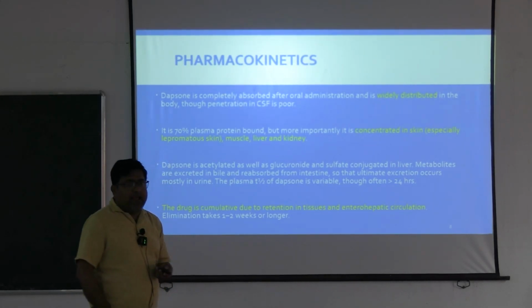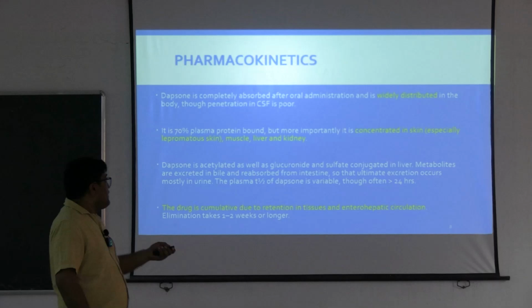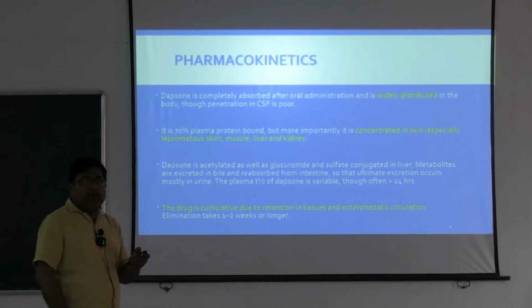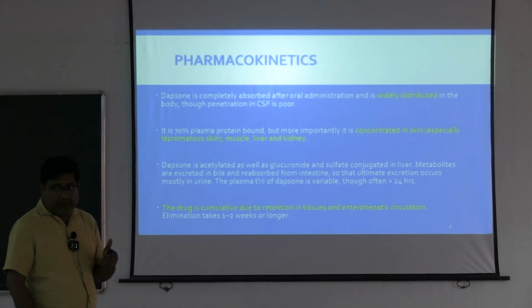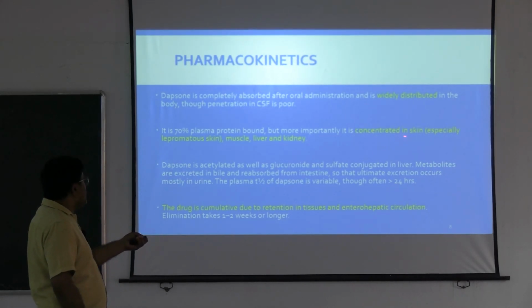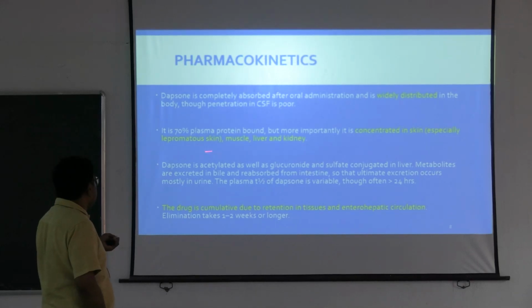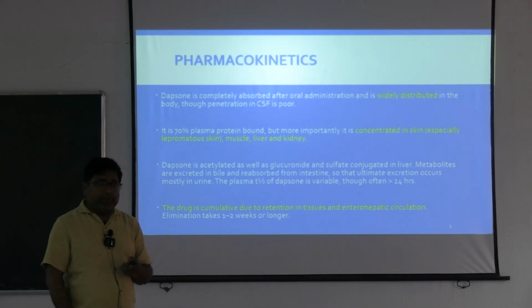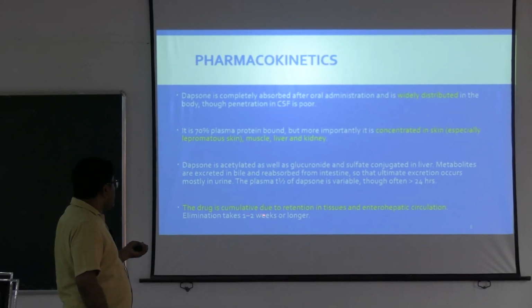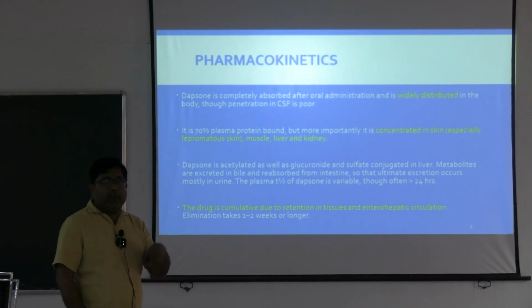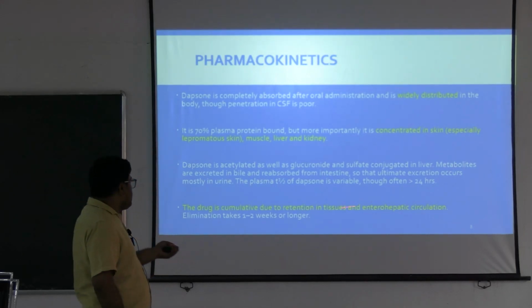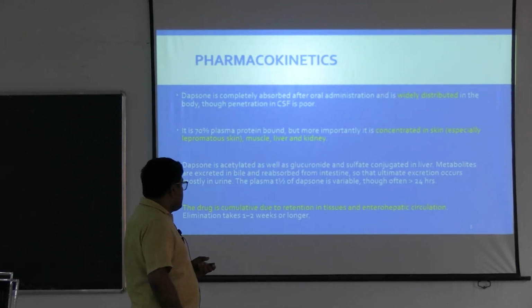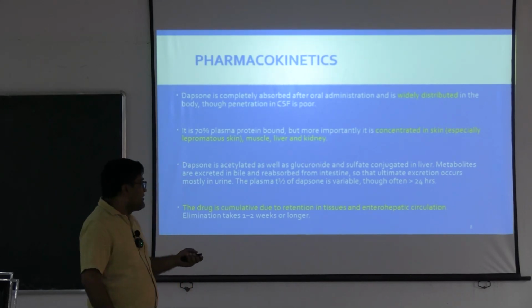Pharmacokinetics: they are absorbed after oral administration, widely distributed, particularly in the lepromatous skin. So they are very helpful in the skin lesion. They are concentrated in skin, especially lepromatous skin, and also in muscle, liver and kidney. Now the drug is cumulative. Basically they show enterohepatic circulation, and the drug is cumulative due to retention in tissues and enterohepatic circulation. The half-life or the elimination basically occurs in 1 to 2 weeks.